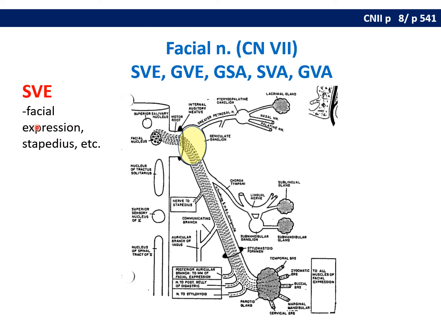Right here, we're talking about those special visceral efferent fibers. These are motor fibers that are going to innervate. You don't need to know this facial nucleus, but you do need to know that it goes through this geniculate ganglia. Geniculate, the root word there, genu, means to bend, right? But this is a sensory ganglia. We're talking about motor fibers, so they go straight through.